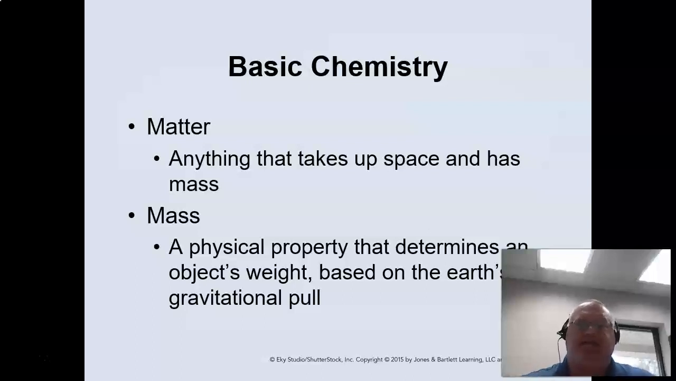Let's start with some basics here. Matter is anything that takes up space and has mass. And mass, of course, is a physical property that determines the object's weight based upon the Earth's gravitational pull. If I was to stand on the moon, I would probably only weigh about 70, 80 pounds. Again, that's due to the gravitational force. My mass hasn't changed, but the gravitational force has.